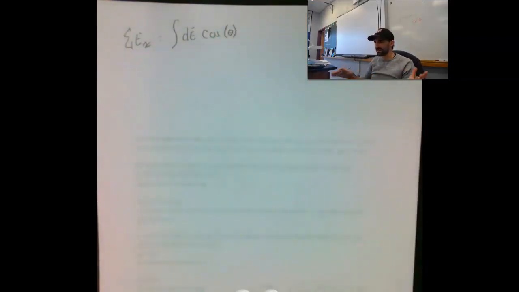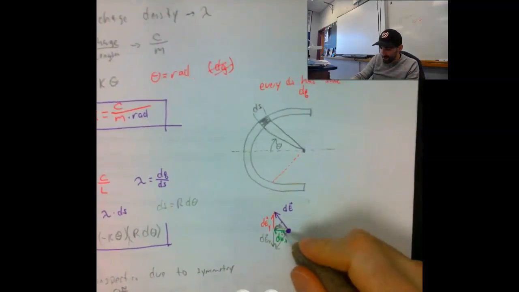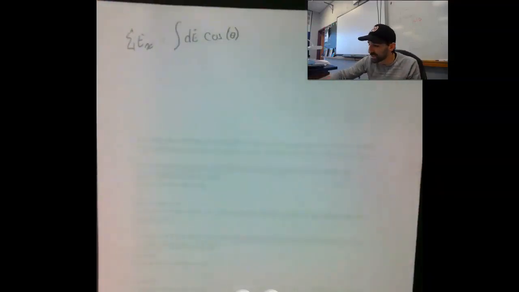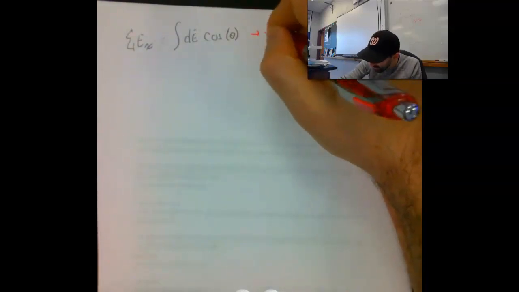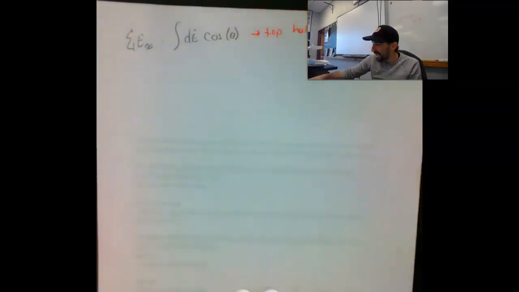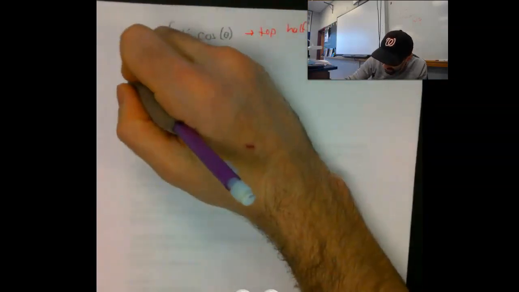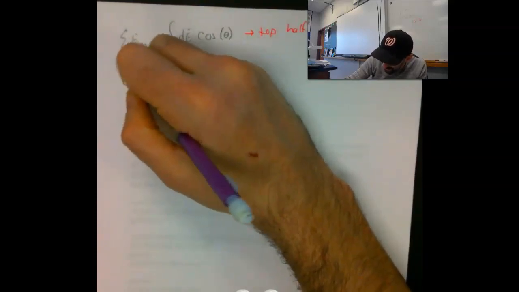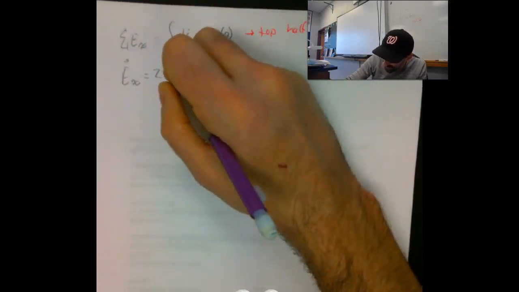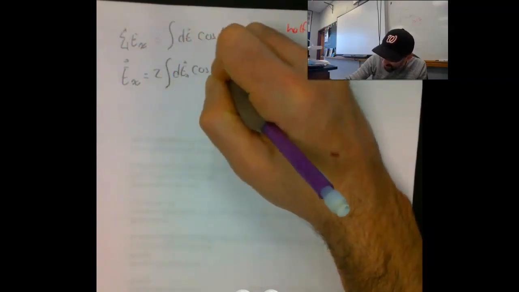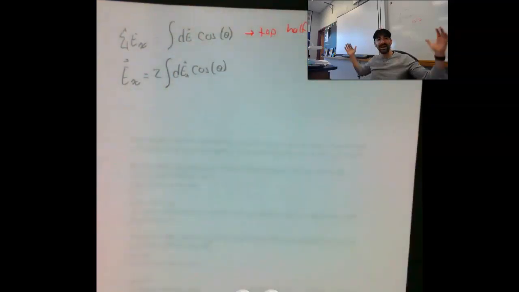Whoa, why am I pulling this cosine of theta out? Go back. Remember, here's my theta. Look in the x direction. So it is my dE cosine theta. That's where that's coming from. But I just told you this is only the top half. I'm going to do this all in one sweeping step, which means my electric field in the x direction is equal to 2 times the antiderivative of dE in the x direction times the cosine of theta. And I'm done.